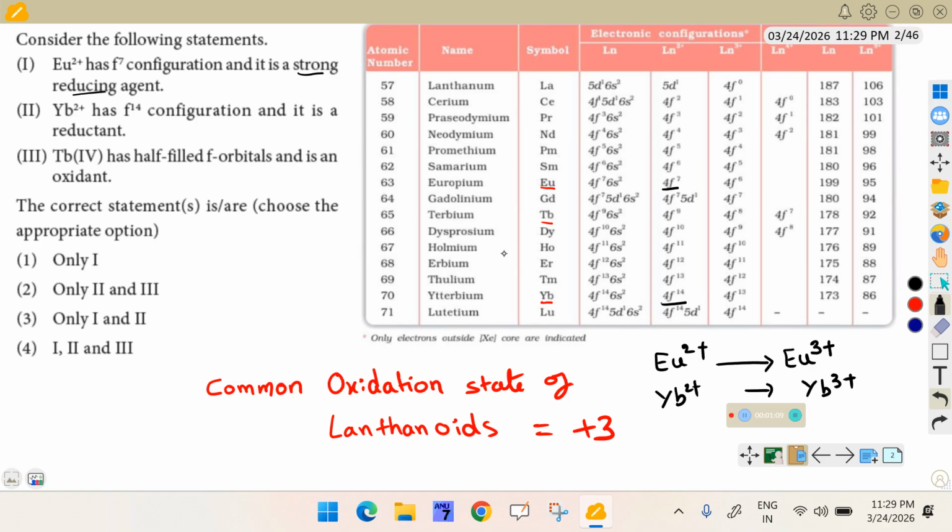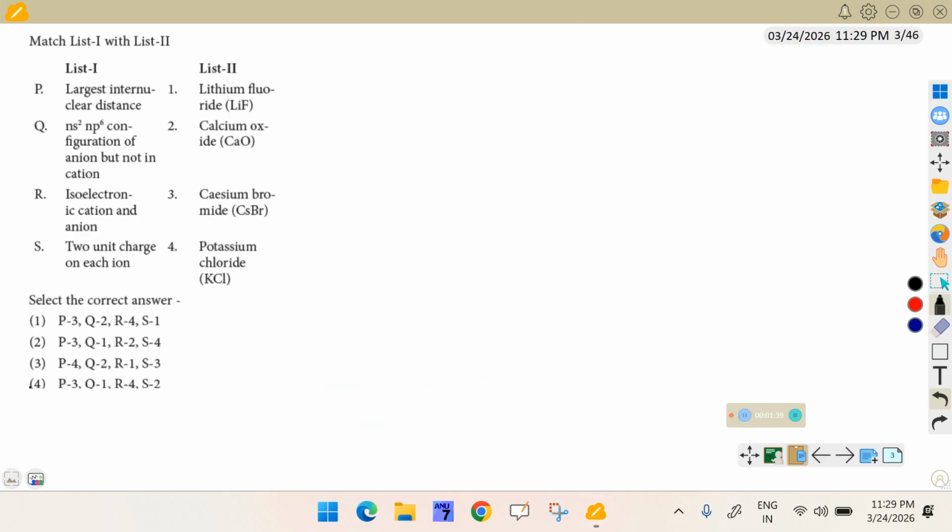Tb4+ has a half-filled f orbital and is an oxidant. Correct. Why? Tb4+ gains one electron, then it is converted to Tb3+. So it acts as an oxidant. So the correct answer is the fourth option.